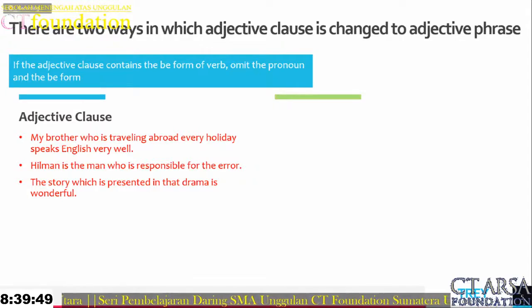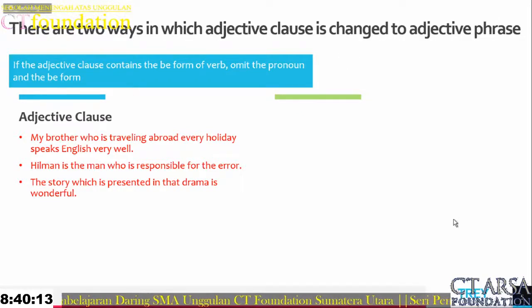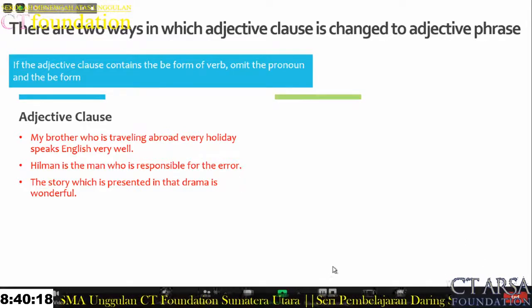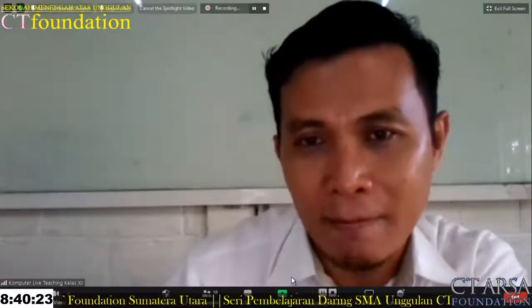So which is the adjective clause there? Which is presented in that drama. Correct. Do you find be there? Is. So okay, guys, you have to remember, be is not the only is, not only to be, but of course, if I change it to my brothers, so what should be there? Are. That's right. My brothers who are traveling. Is, are, am. It's be.